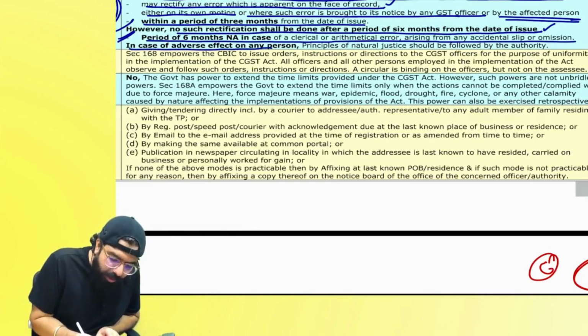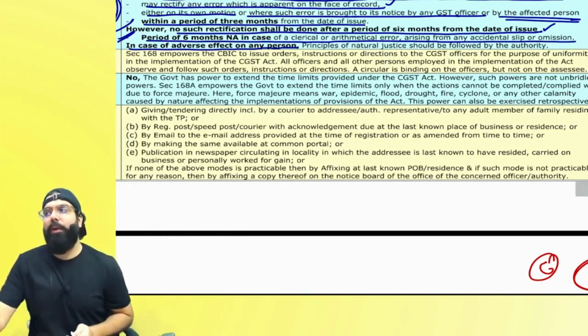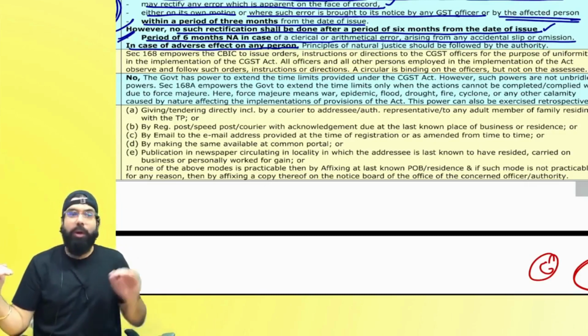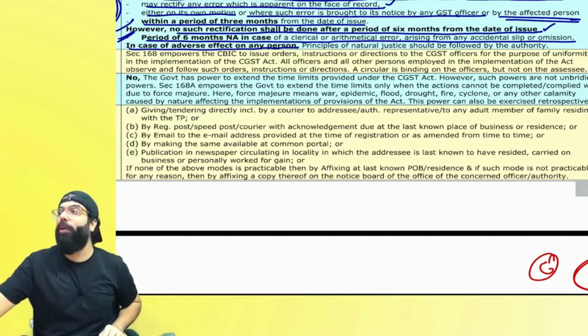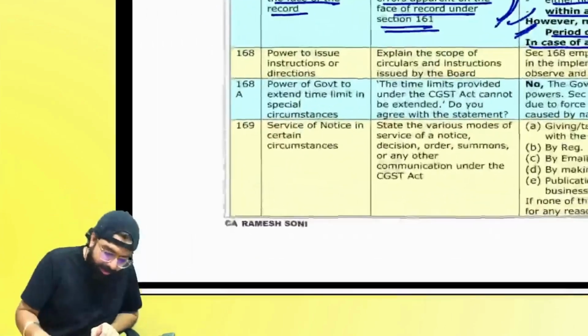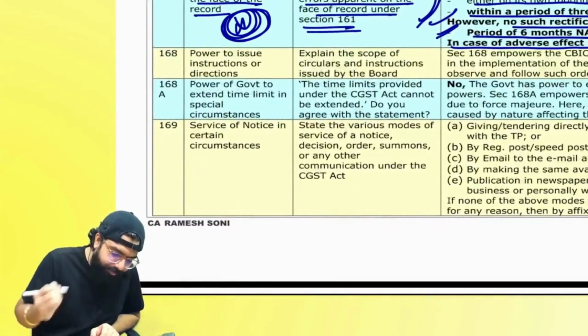In case of adverse effect, whenever they are doing any rectification because of which your ITC is coming down, refund is coming down, output tax liability is going up, they have to give you the principle of natural justice, the opportunity of being heard. Are we clear, everyone? This is very, very important for your exam.